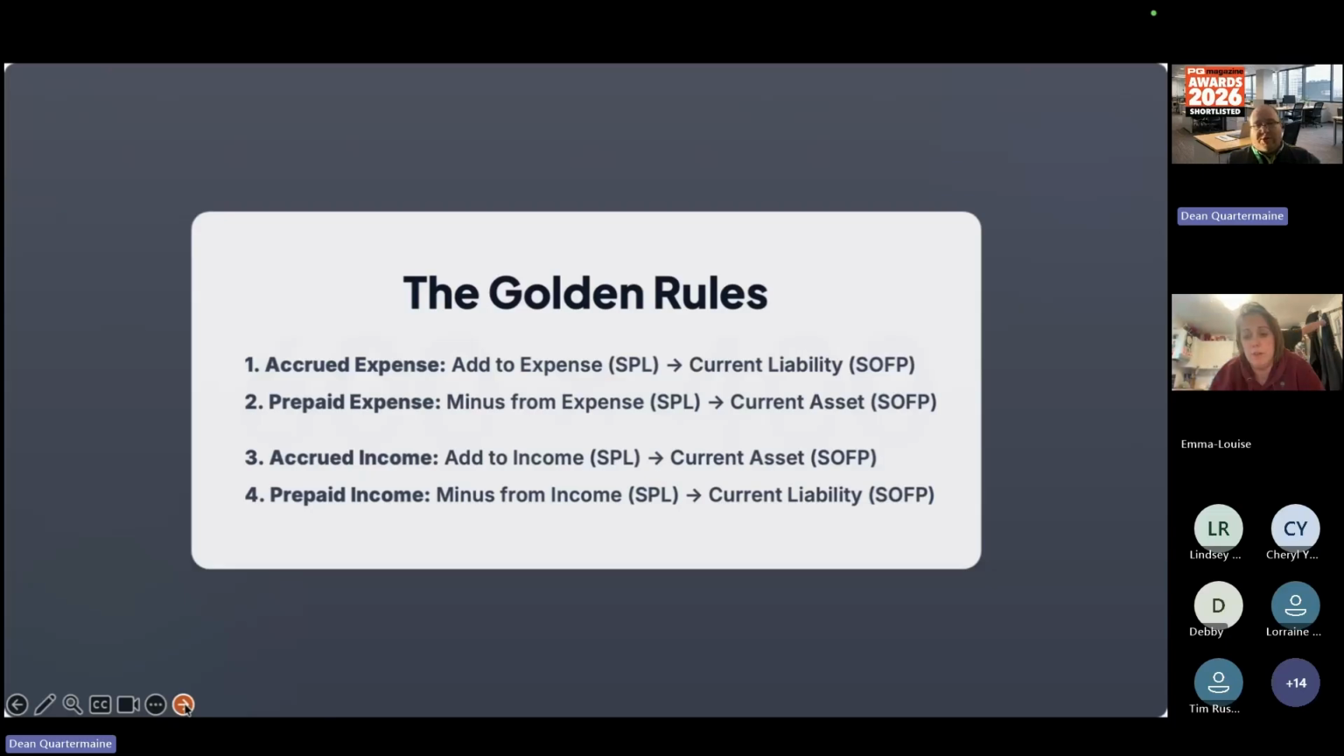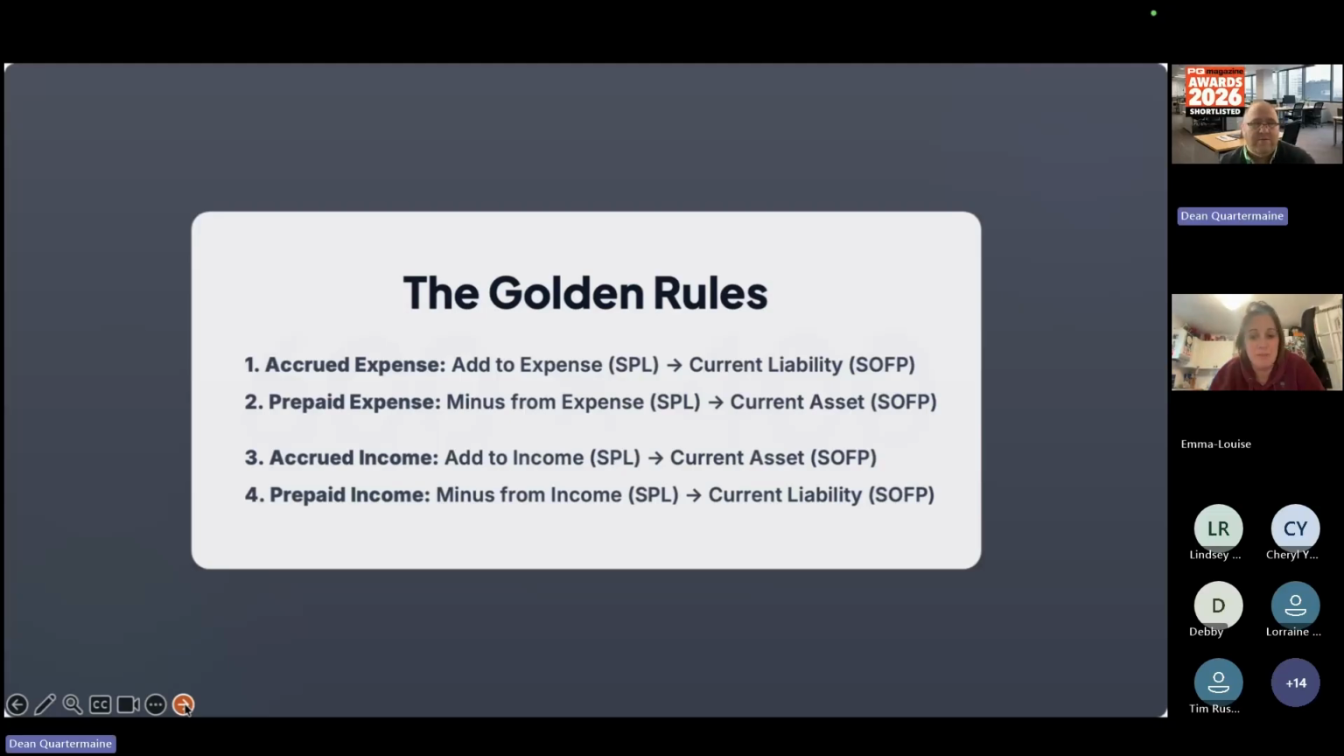So that's what we do with expenses. For accrued income, add it to income, so increase income. You're going to credit income and debit the current asset on the statement of financial position. For prepaid income, minus it from income, so debit income on the statement of profit or loss, and credit a current liability.